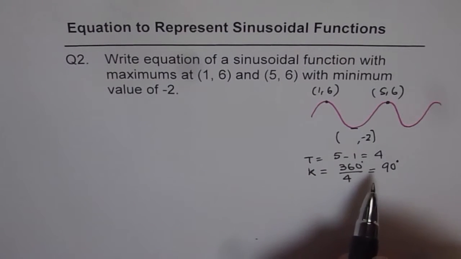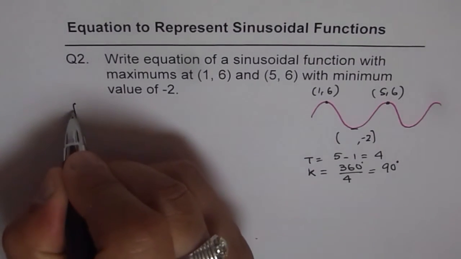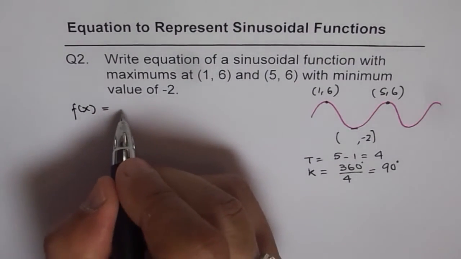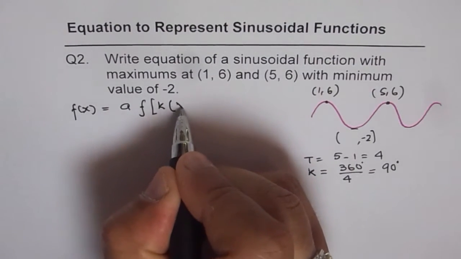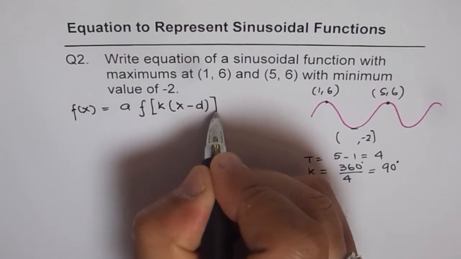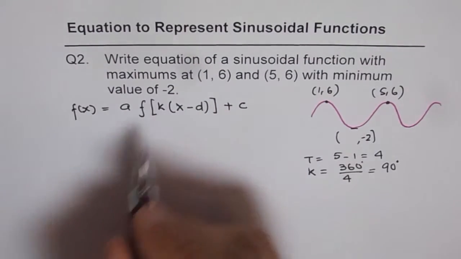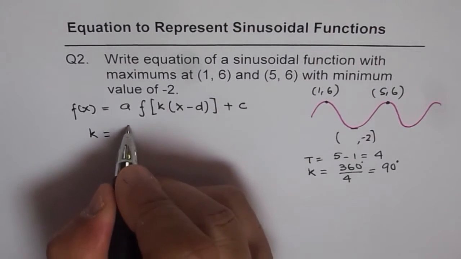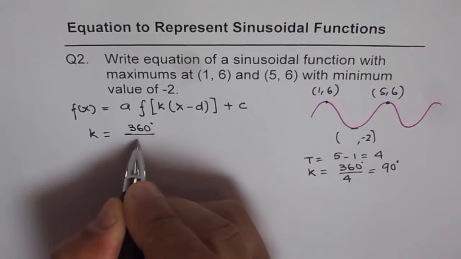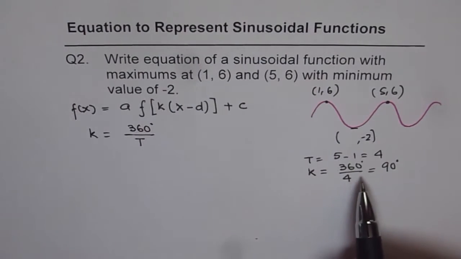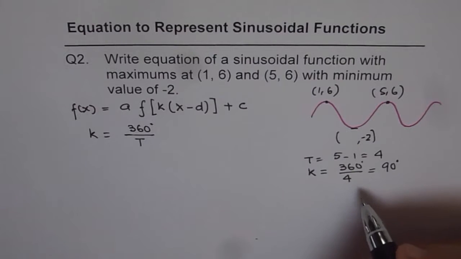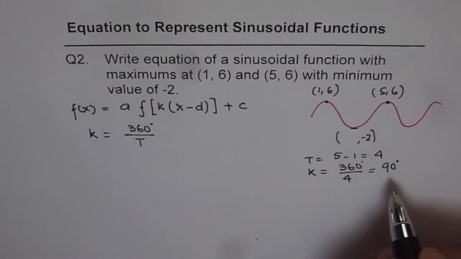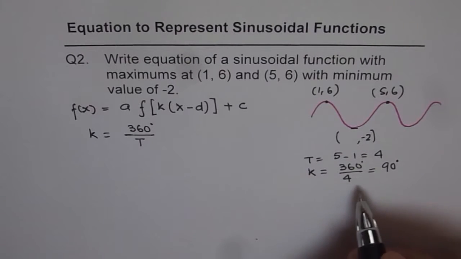So what we're trying to say is that we are going to write down our equation of the function as f(x) equals a times f of k times (x minus d) plus c. Now here k is actually equal to 360 degrees divided by the time period. So those of you who are doing it in radians can write this as 2 pi divided by the time period. Now in this case, we found k is 90. So we'll do all these calculations here. So that is what we have.